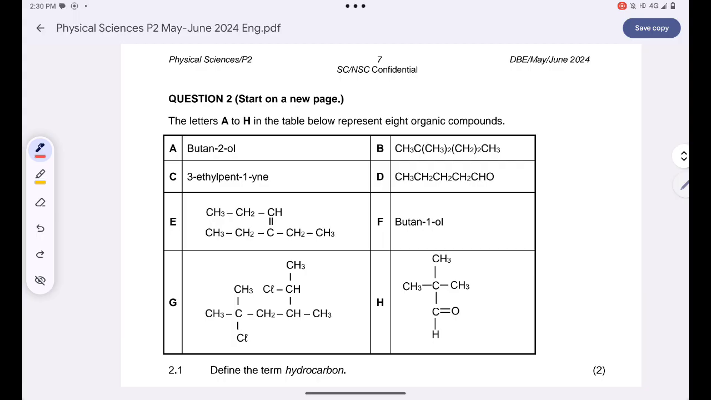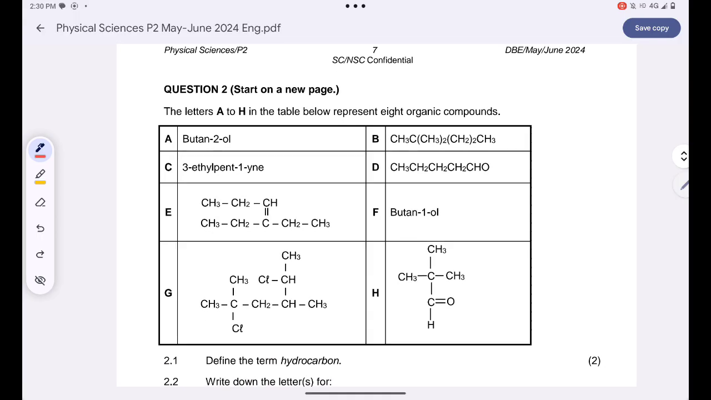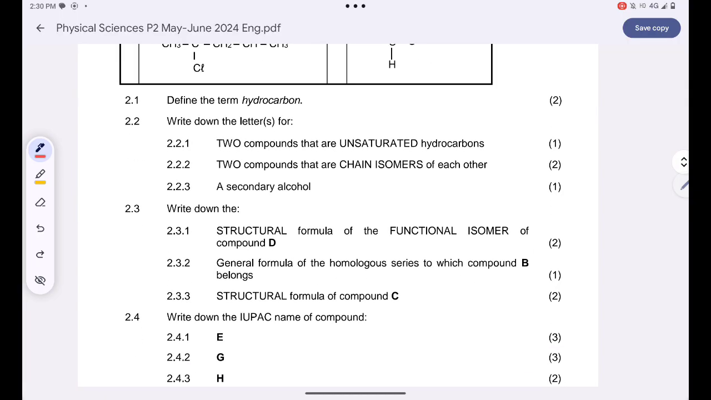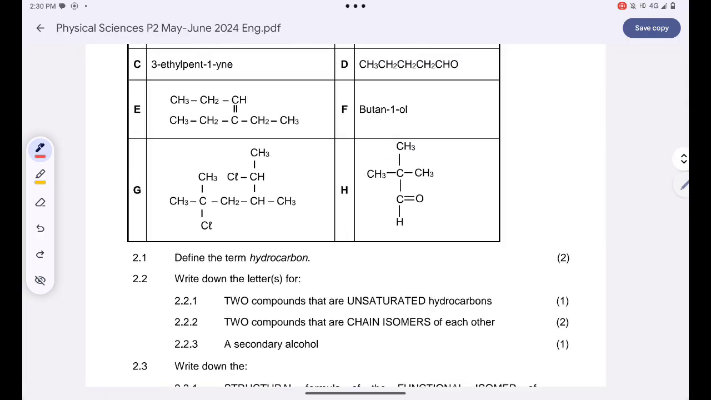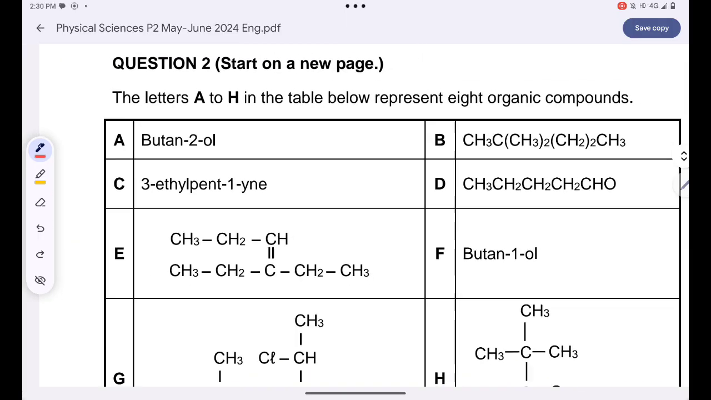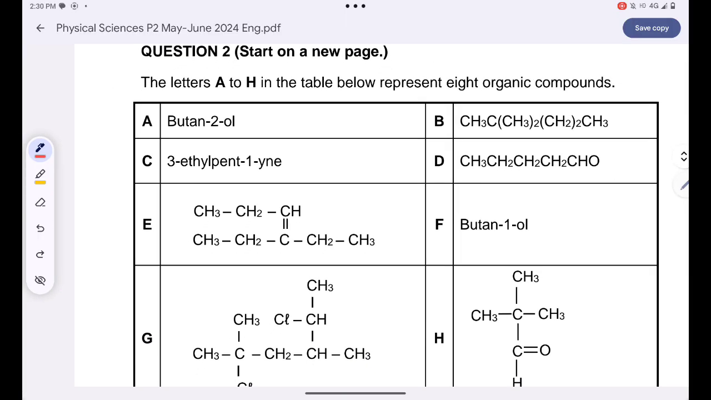Okay, we are answering an organic chemistry question. In this type of question, before we even answer what they're asking us, we need to focus on each of the following elements that are given. We are given letters that represent organic compounds from letter A to letter H.